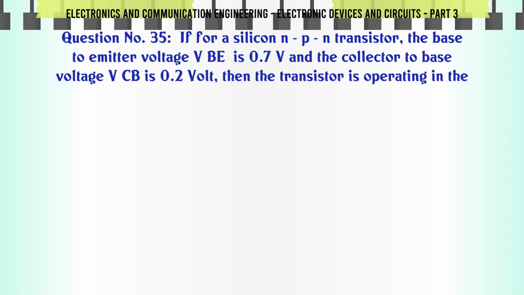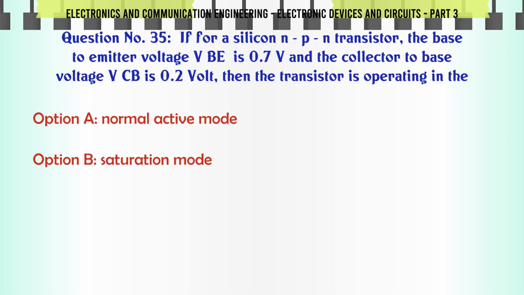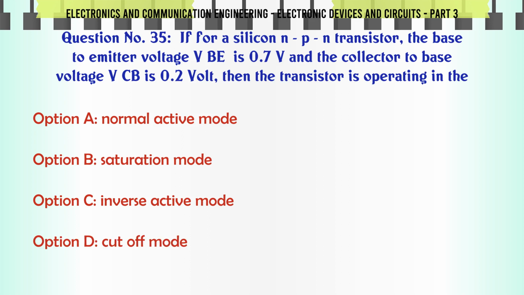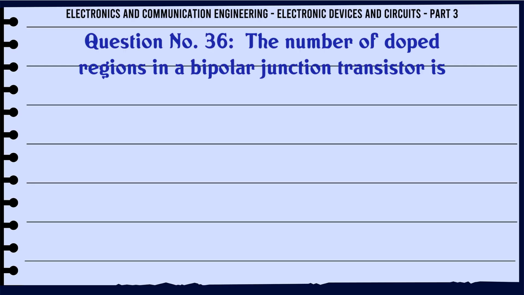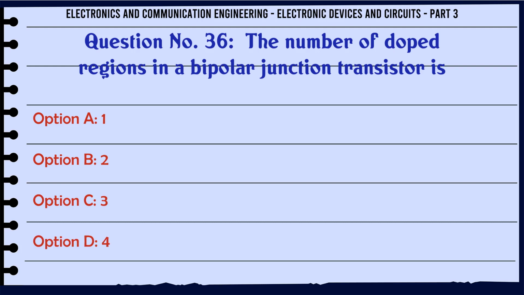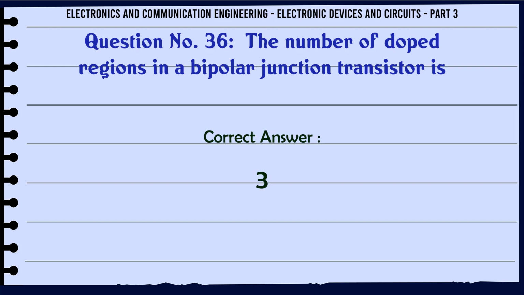If for a silicon NPN transistor the base to emitter voltage VBE is 0.7 V and the collector to base voltage VCB is 0.2 volt, then the transistor is operating in the: A normal active mode, B saturation mode, C inverse active mode, D cutoff mode. The correct answer is normal active mode. The number of doped regions in a bipolar junction transistor is: A 1, B 2, C 3, D 4. The correct answer is 3.